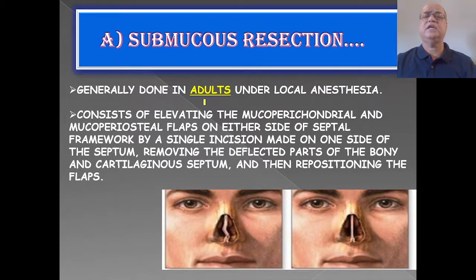Nowadays general anesthesia is much safer as compared to a few decades before, so nowadays we do surgery under general anesthesia. It consists of elevating the mucoperichondrial and mucoperiosteal flaps. So that's what I mentioned in the beginning, that this is the submucoperichondrial and submucoperiosteal plane where we have to work. Submucoperichondrial and submucoperiosteal flaps used to be raised on either side of the nasal septal cartilage, and then the septal cartilage was removed along with the bony spur.